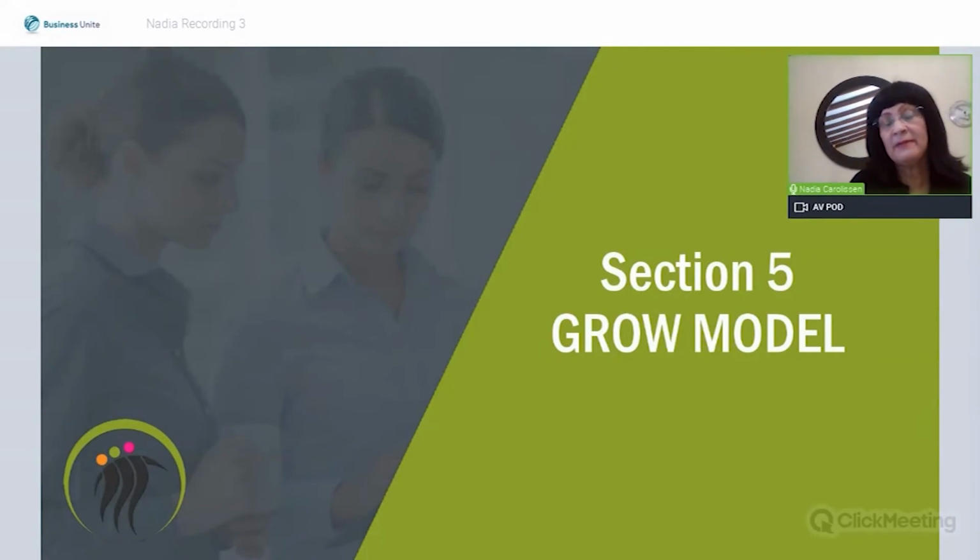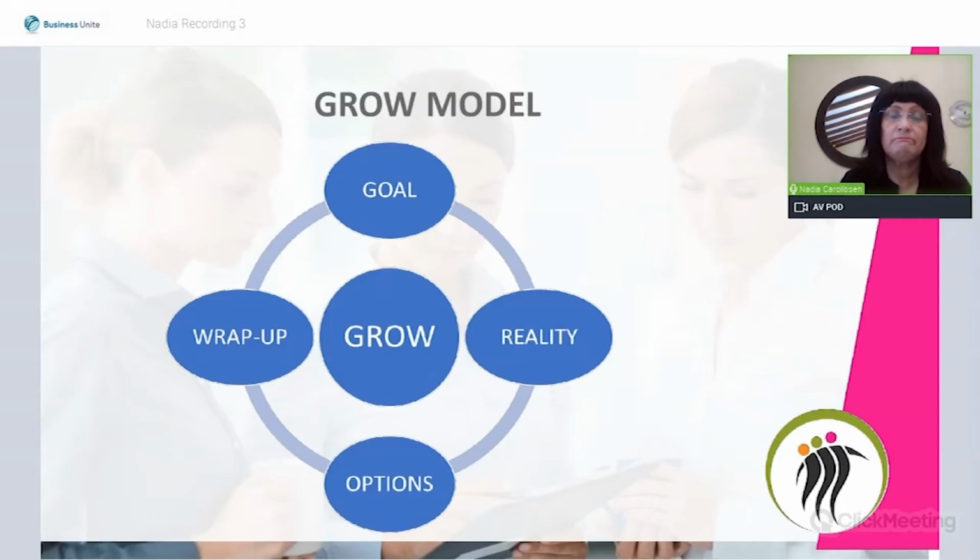The next model is a very common, very popular model, and it can be used in different circumstances. It is the GROW model. The GROW model is an acronym for goal, reality. Some people replace reality with resources. Then we've got options, and lastly, wrap up. Others replace wrap up, the W, with will, even with way forward. Once again, look at your own needs and customize it to your own reality.